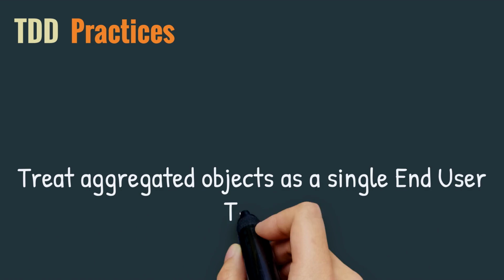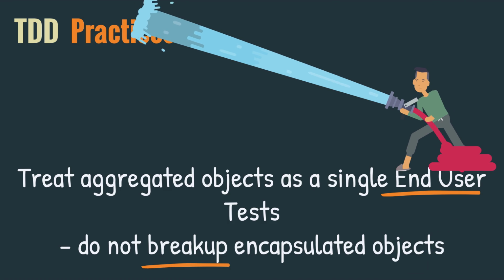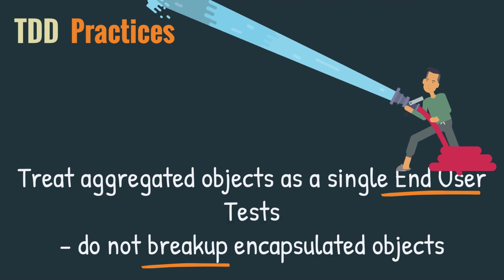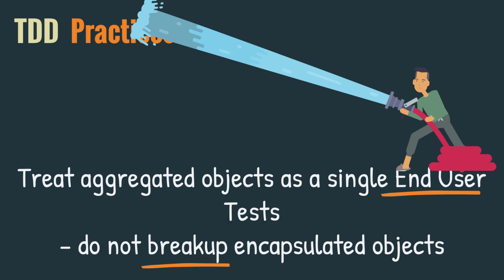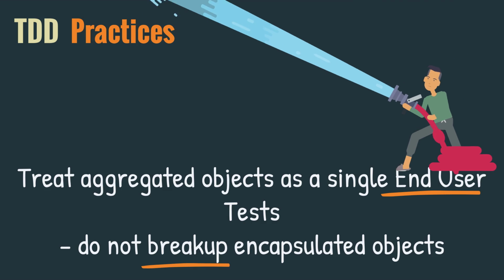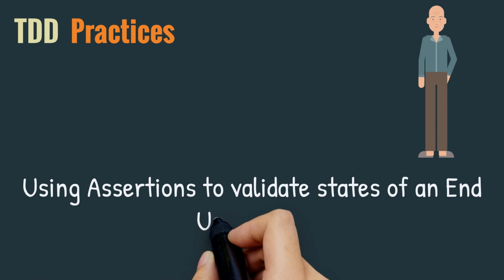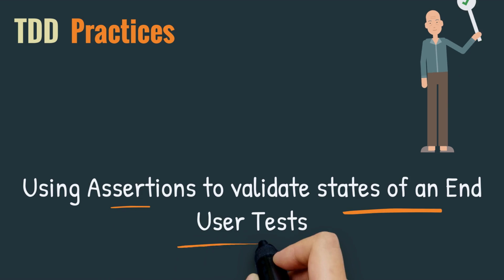Let's say you're interfacing with an external documentation system. An object in your code encapsulates the behavior and interactions of the documentation system. Design your mock objects to emulate that encapsulated object instead of creating a mock object for each interaction of the documentation system. Using an assertions framework is a great way to validate states of an end user test.